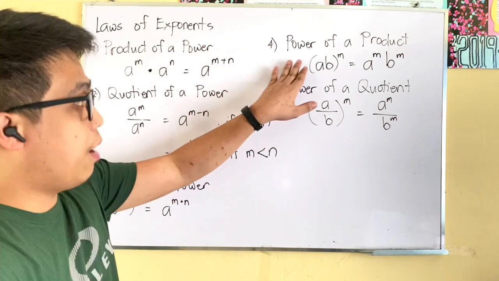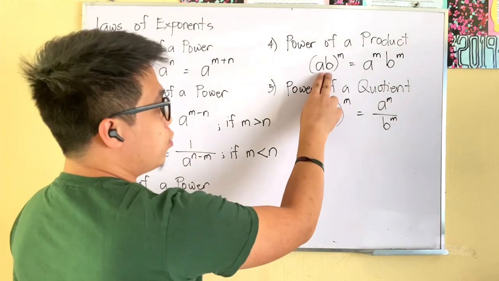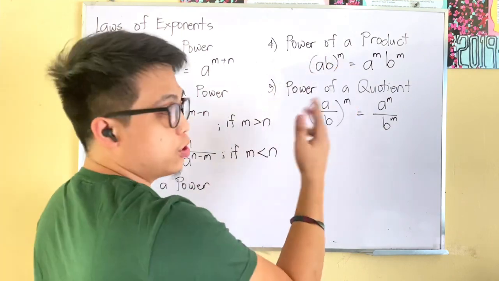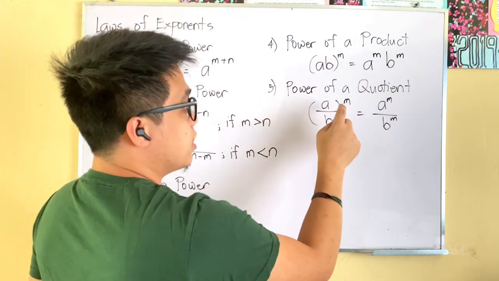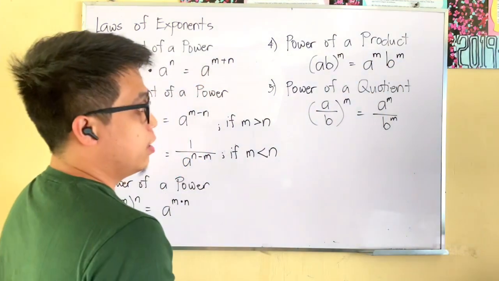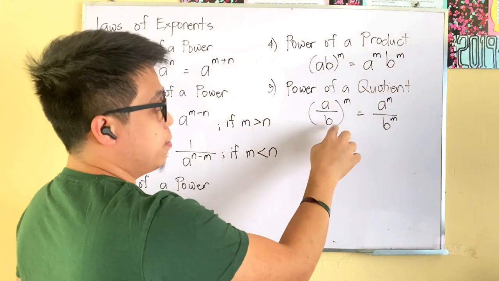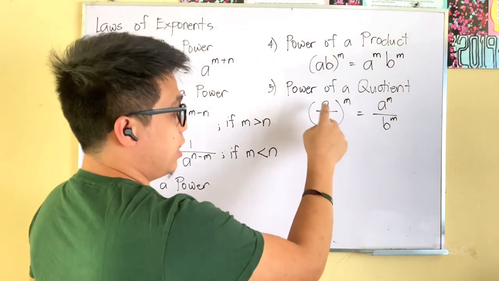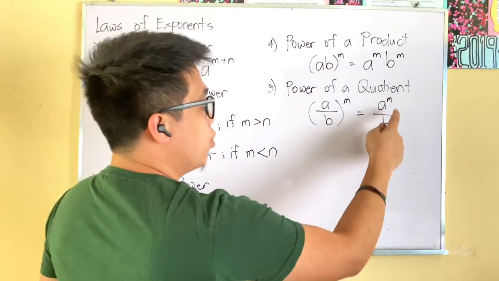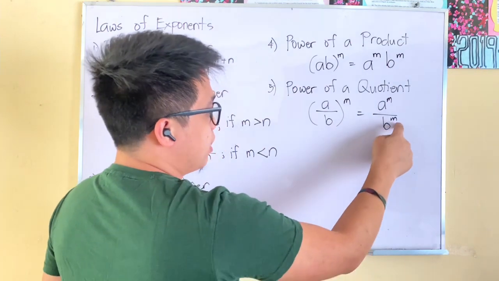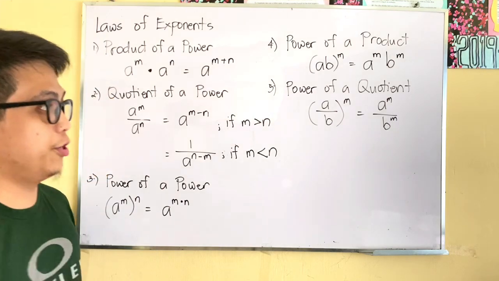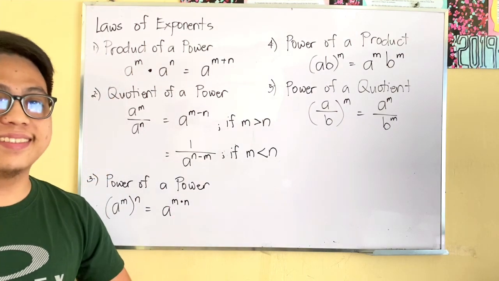Next one, the power of a product. So when two quantities are being multiplied and then they are raised by a specific exponent, which is m, so we just raise the a by m and also we just need to raise the b by m. Power of a quotient, so meron tayong dinidivide na dalawang number, then in-increase sila or ni-raise sila sa specific exponent, which is m. So a raised to m over b raised to m. So lalagyan lang natin ng exponent ang numerator and the denominator. Napakasimple lamang na matandaan.